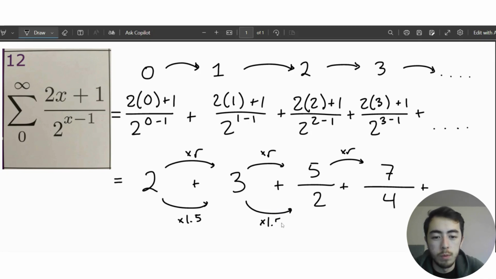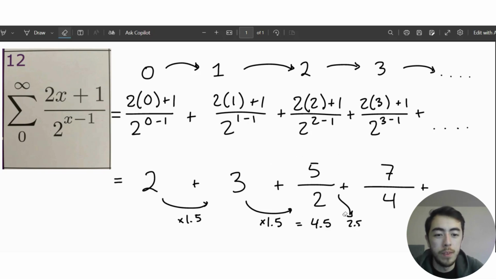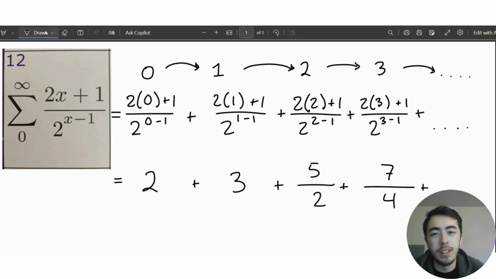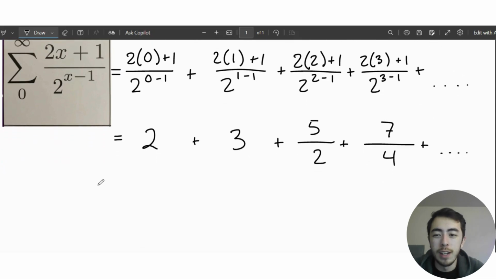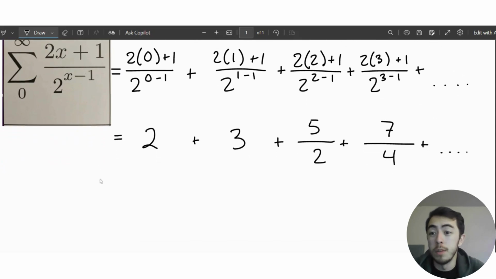Because 3 times 1.5 is 4.5. And I know that this is 2.5. So I can't find a common ratio or a number to multiply to get to my next term. And so this isn't a geometric series. And so unfortunately, there isn't a convenient formula for it out there. Instead, my plan is to try something with limits, actually.